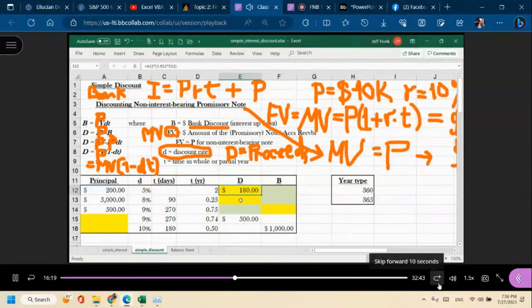Okay, and there you go. So what does this mean? This is what you receive from the bank, right? This is the proceeds from the sale of the note, a non-interest paying note. And what is the bank discount? In other words, what's the bank's cut? What does the bank take? It's the difference between the two in this case, right? Makes sense. Of course, we can calculate B first, right?